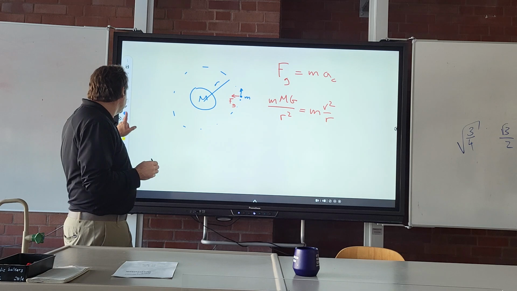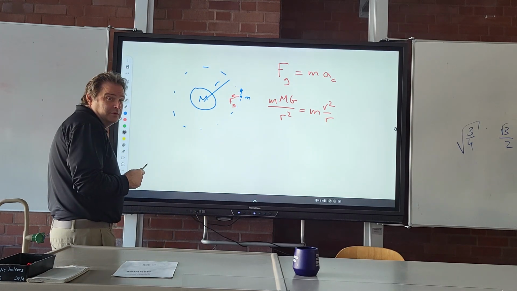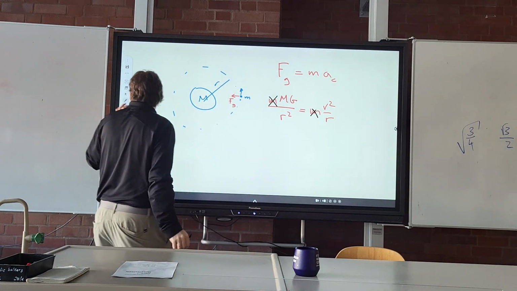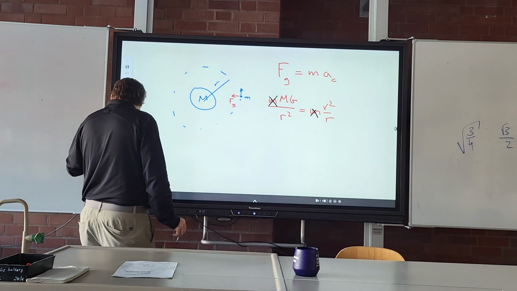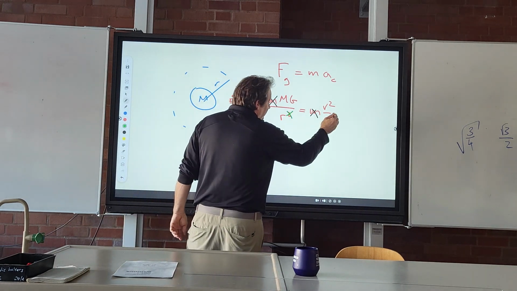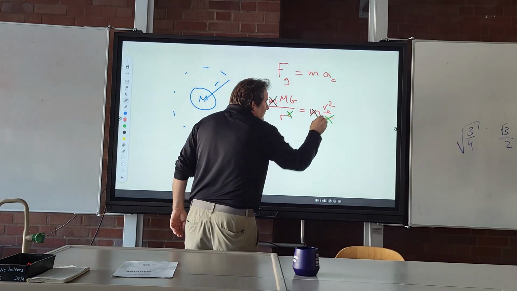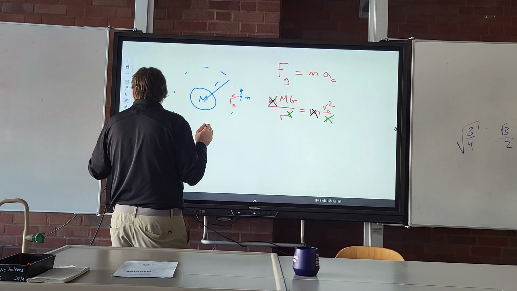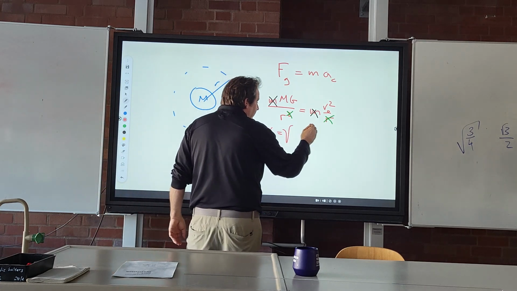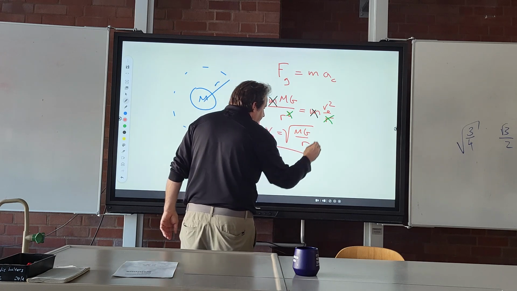So v squared over r, we can cancel out something here. What can we cancel out? m would work. Good job. What else can we cancel out? r. Cancel out one of the r's. And we have, of course, here the orbital velocity. We have this result, therefore, that the orbital velocity is equal to the square root of GM over r.